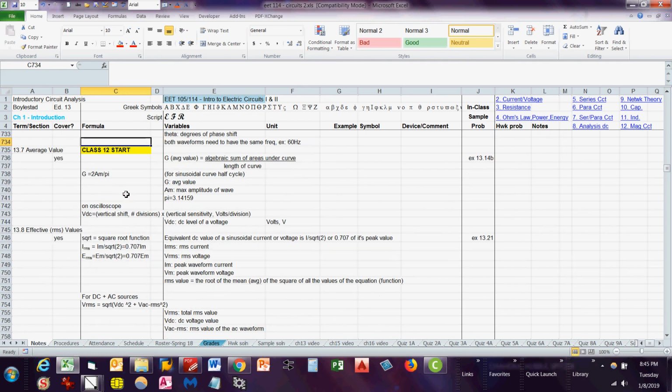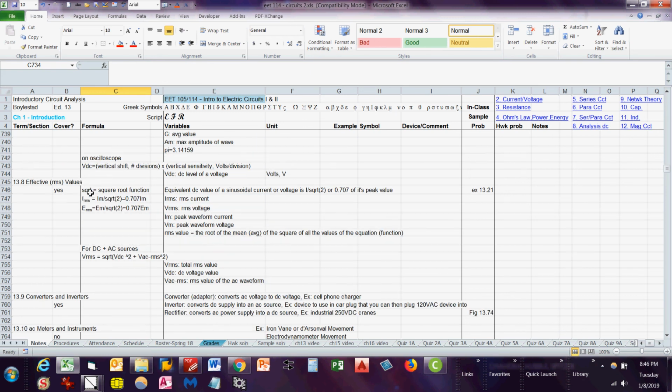Average value. It's the average value of a waveform, which would be the algebraic sum of the areas under the curve divided by the length of the curve. The vertical shift is of the DC component. If you add it to AC, then it shifts the whole waveform up or down depending on what the value is of the DC level.